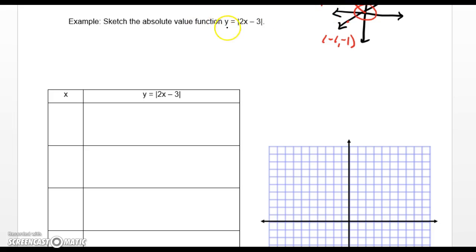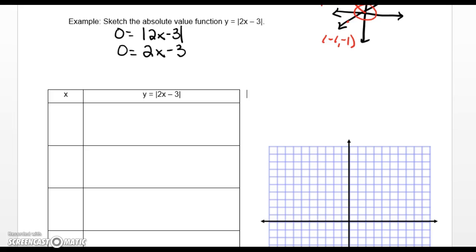So let's let y equal 0 in our equation and solve for x. So we have 0 is equal to the absolute value of 2x minus 3. It's really hard to solve for this when we have those absolute value brackets, but we can actually remove them, because as long as we solve for x correctly, this should give us 0, and the absolute value of 0 is just 0. So that means that we can rewrite this as 0 is equal to 2x minus 3.